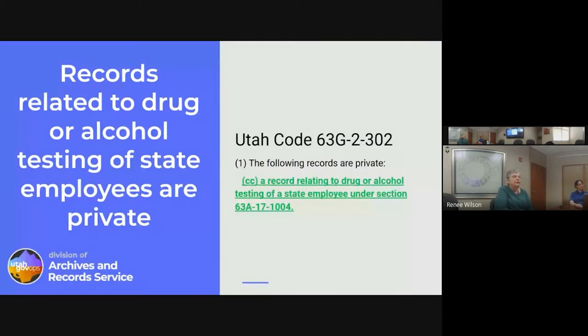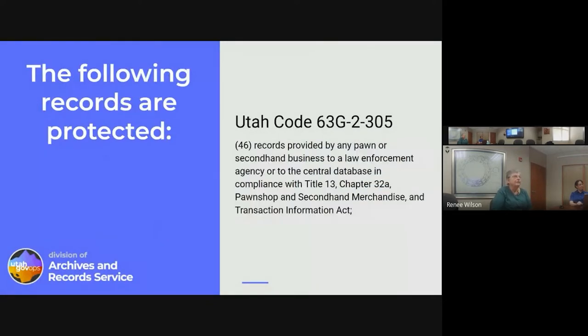So there were also additions this year to the list of protected records. So number 46 already states that records provided by any pawn shop or secondhand business to a law enforcement agency or to the central database are protected records. So the state has a database where they keep track of pawn shop transactions and secondhand merchandise transactions.